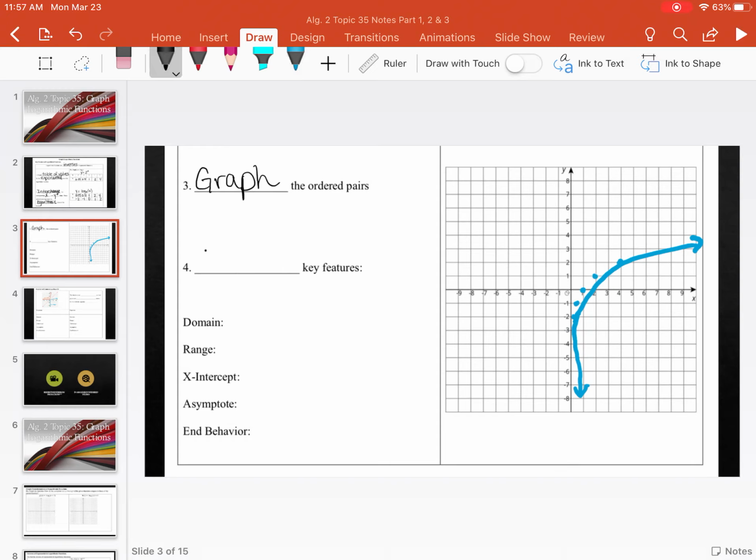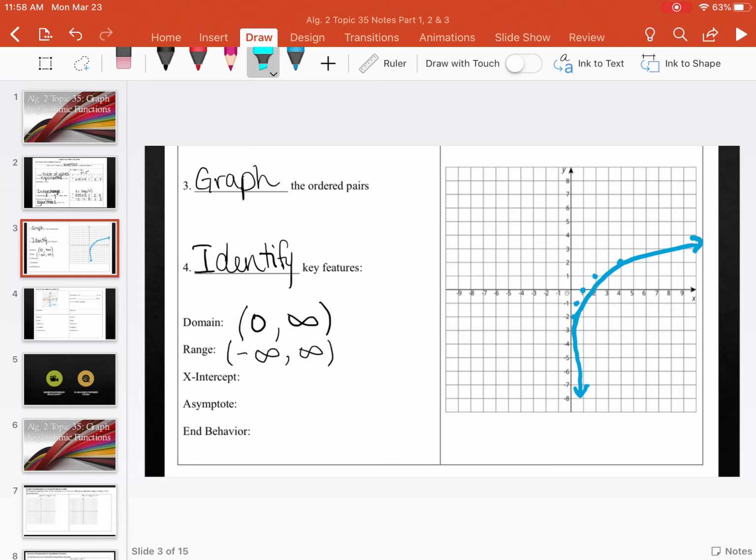Now we're going to identify the key features. Looking here, our domain is all of our x values. Notice how we don't have any negative x values. We're just going to stop at 0. But since it never fully hits 0, it's only approaching 0, we're going to have a parenthesis here. And it keeps going on forever until positive infinity. Our range is all of our y values. Here, this is pretty standard. We're just going from negative infinity to positive infinity. It's going all the way down, and if we were to zoom out, it would go all the way up.